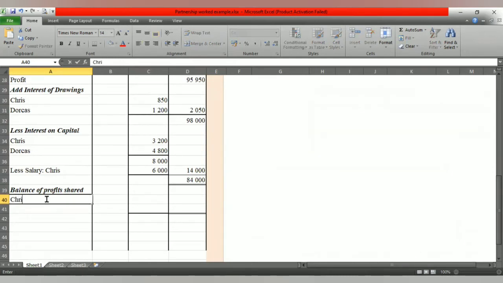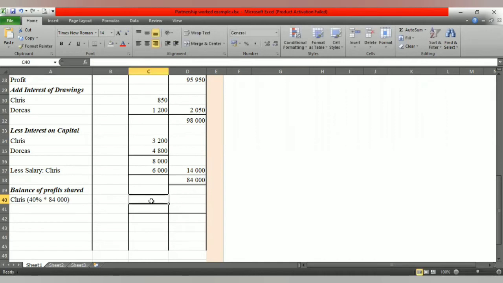So we begin with Chris, and remember, it is the 40% times the profit that we're sharing, which is 84,000, that same value that you have double underlined. So you can show your workings beside the partner, or you could go back to your section where you have your workings and show it there.